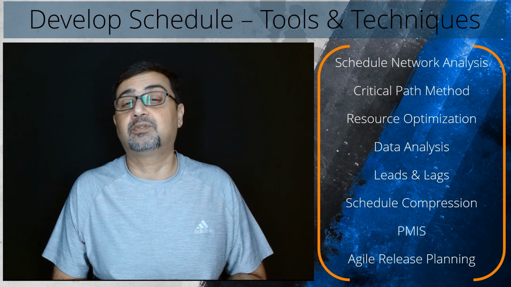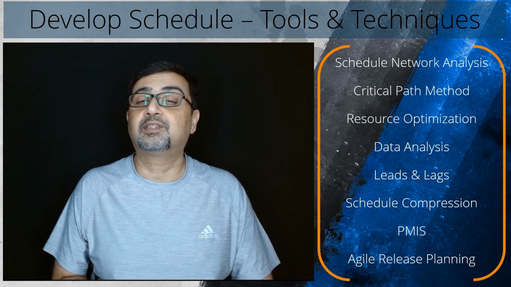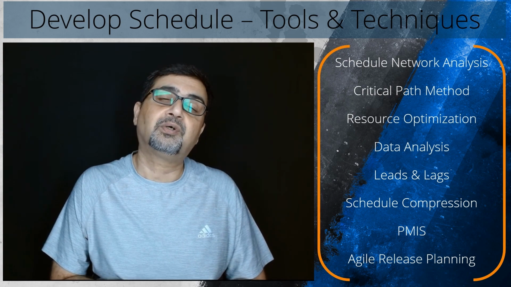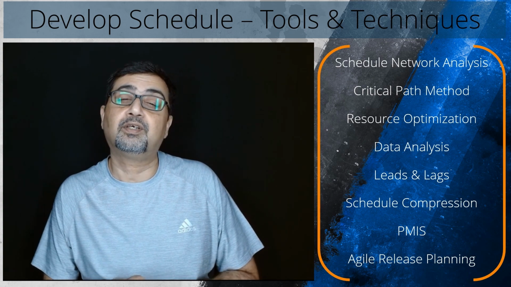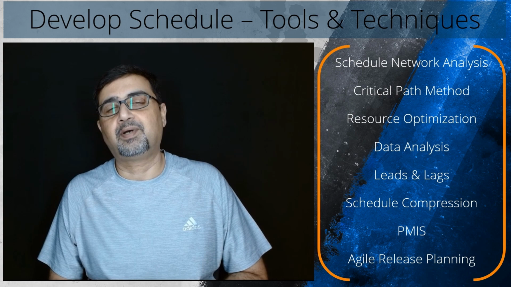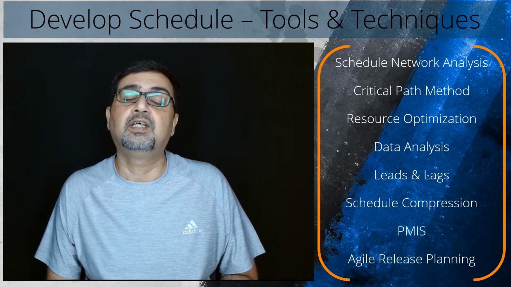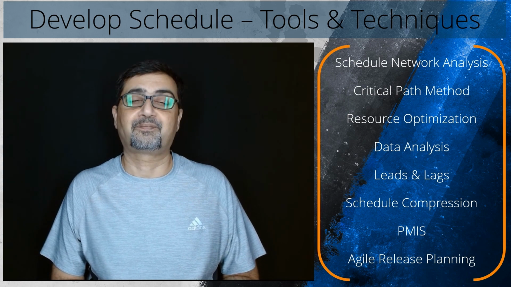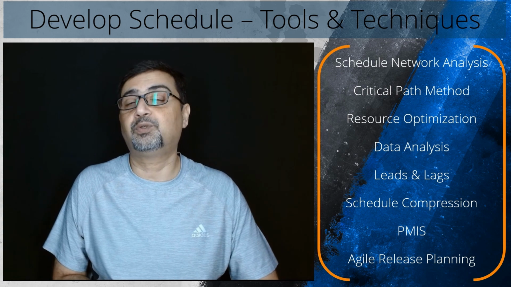Then we have the schedule compression. Schedule compression refers to a project management technique used to shorten the project duration without sacrificing the quality of deliverables. It involves analyzing the critical path, identifying non-critical activities, and finding ways to expedite their completion. Crashing and fast tracking are its two key components.